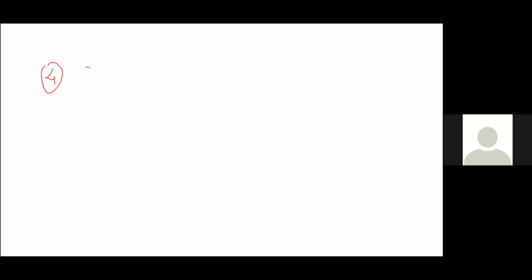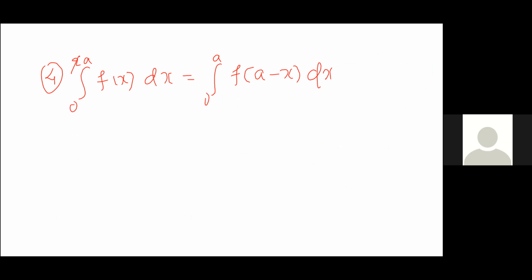Next, the fourth property: the integral over 0 to a of f of x dx equals the integral from 0 to a of f of a minus x dx. This is one more important property we apply whenever we solve problems based on definite integrals. Is it clear? Yes, sir.